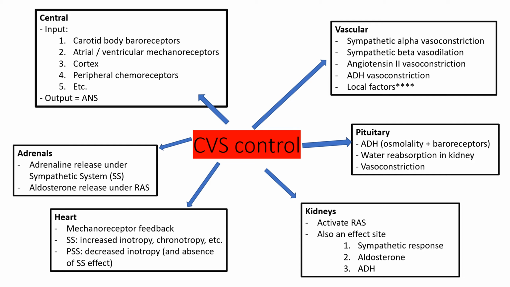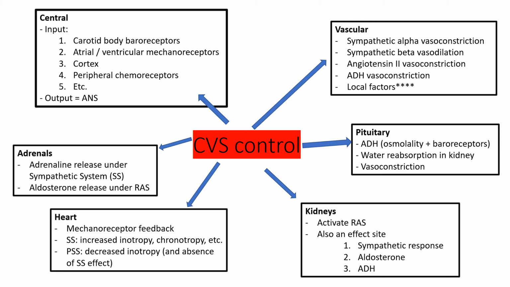The primary center for control is in the hypothalamus, which receives multiple inputs. These inputs include those from baroreceptors in the carotid body, which measure your blood pressure, mechanoreceptors in the atria and ventricles of the heart, peripheral chemoreceptors, input from the cortex, such as cognition and emotion, and other inputs too. The output from the control center in the hypothalamus is via the autonomic nervous system.